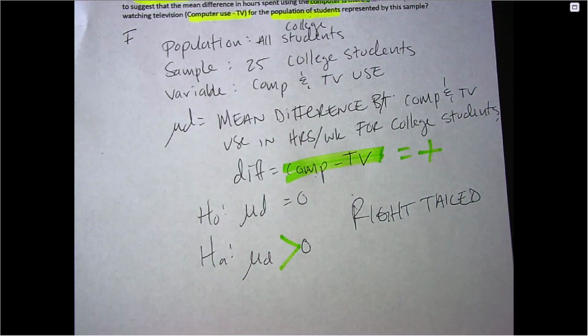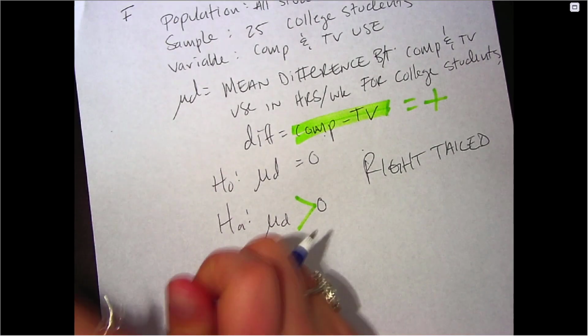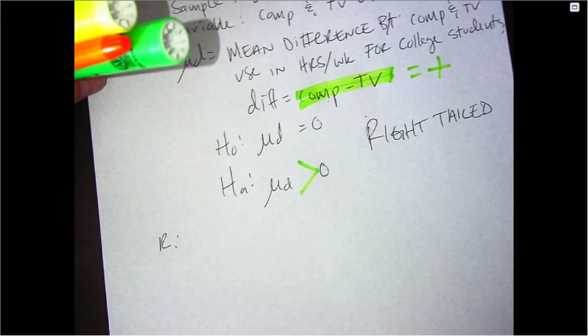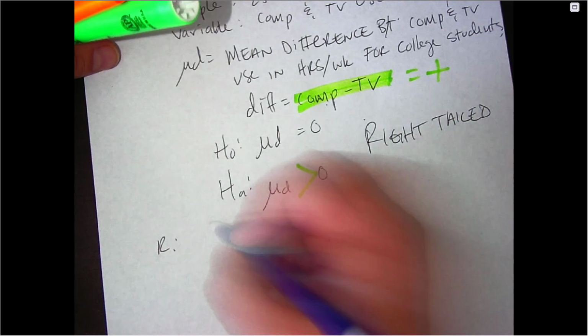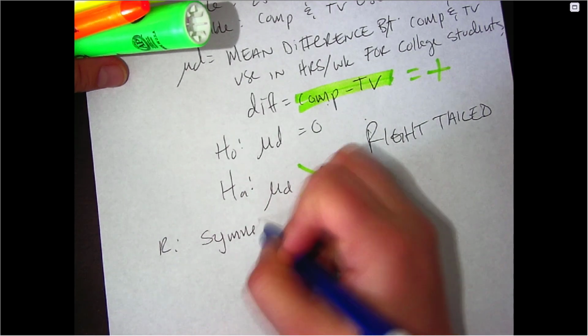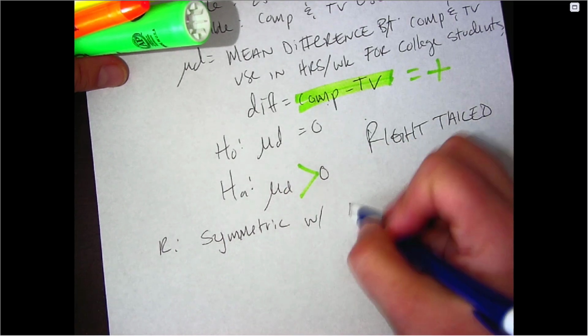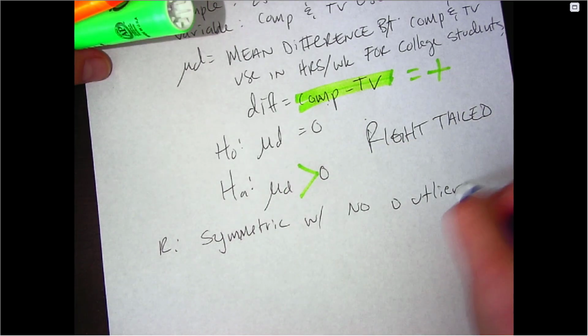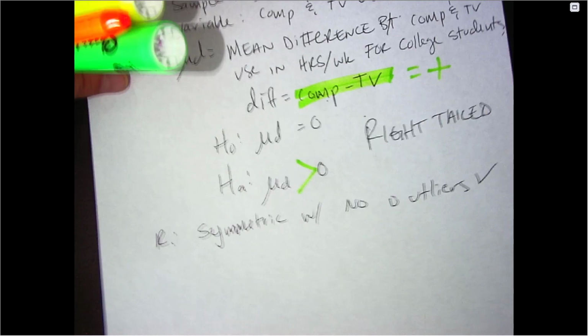Remember that direction is very important. And then reviewing conditions, we actually saw this when we looked at previous videos summarizing paired data. So I would say that my conditions are met here because it's symmetric. We saw symmetric data with no outliers. So we can say that that is good, checked, and now we can move to E.